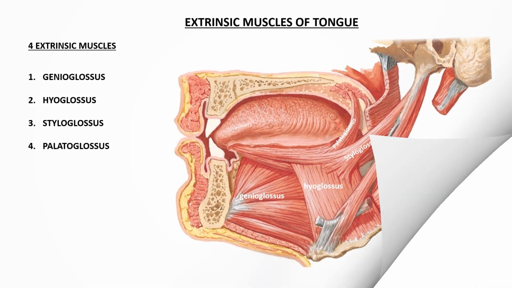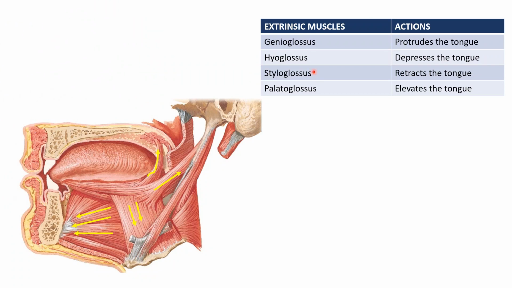And this box will help you to learn what exactly the action of each extrinsic muscle is. Genioglossus, as I told you, that will protrude the tongue. This is the main action of the genioglossus, protrusion of the tongue. And the hyoglossus, that is depressing the tongue, and that will make the dorsal surface more convex. And styloglossus muscle, that is retracting the tongue, that will pull the tongue backwards. And the palatoglossus is elevating the tongue, and that will make the dorsal surface more concave. That is palatoglossus muscle.